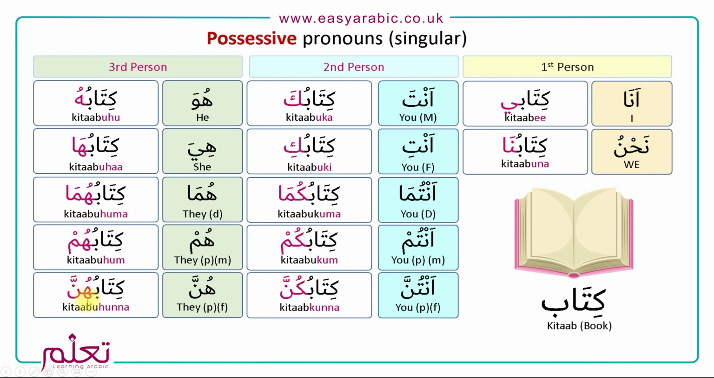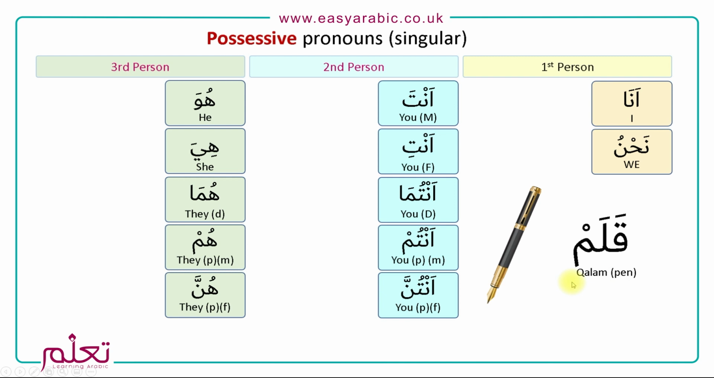Okay, so let's look at another example. So here we've got qalam, same thing. If you want to, pause the video and write them out and then see if you get the answers right. So the first one is qalami, then we have noon alif, this is qalamuna.